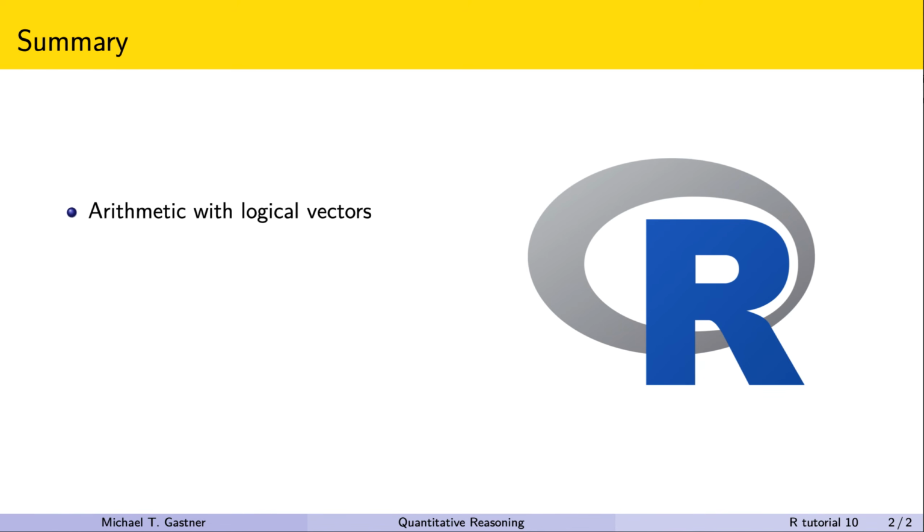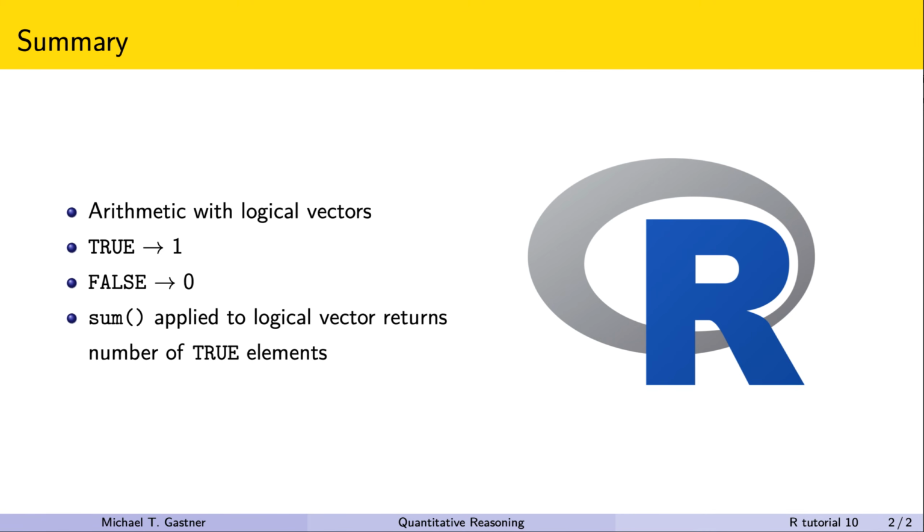It's possible to perform arithmetic operations with logical vectors. In that case, TRUE is converted to 1 and FALSE gets transformed into 0. We can find the number of TRUE elements in a vector with the sum function.